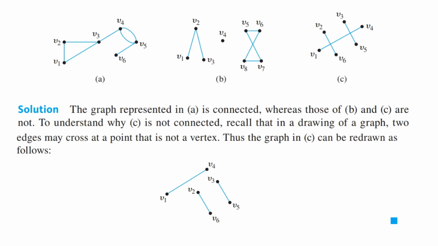C is connected, but to understand why, recall that in a drawing of a graph, two edges may cross at a point that is not a vertex. It's not really a junction, it's not an official edge. So the graph in C actually can be redrawn as shown here, and there are three distinct connected subgraphs of this.